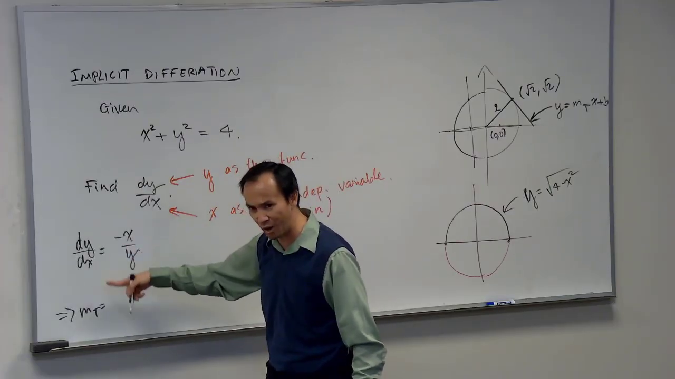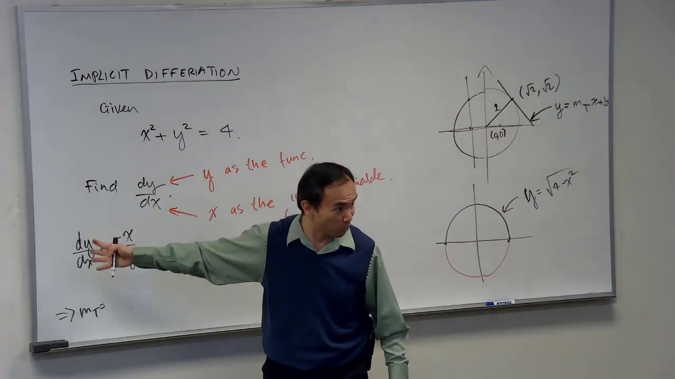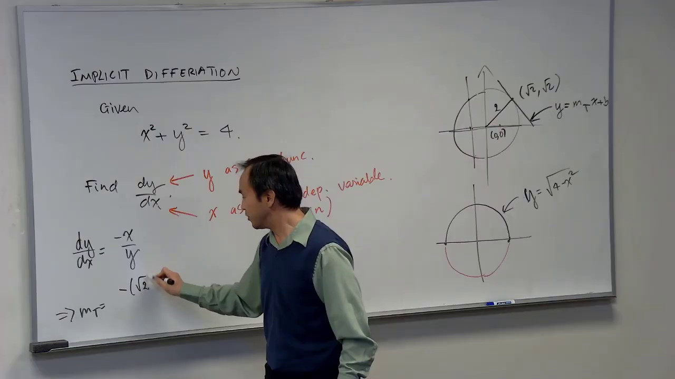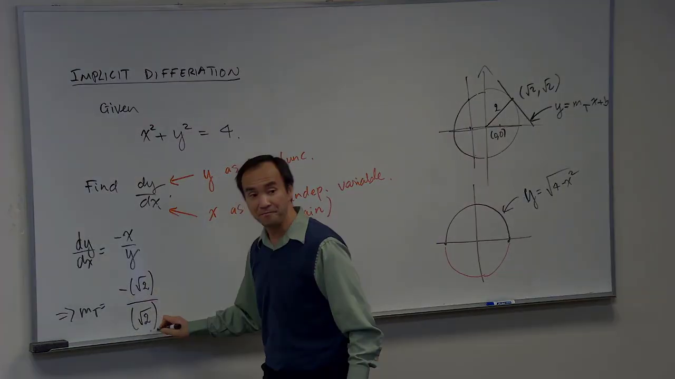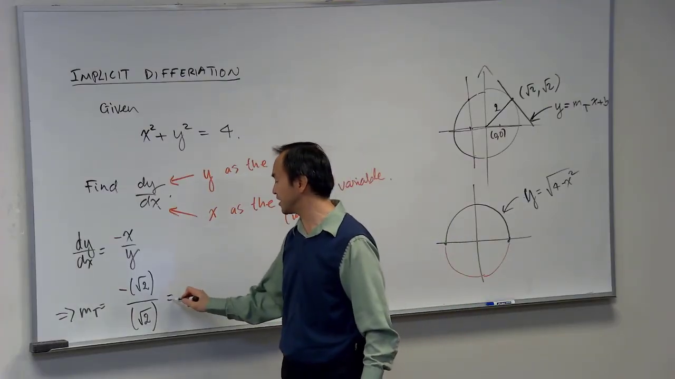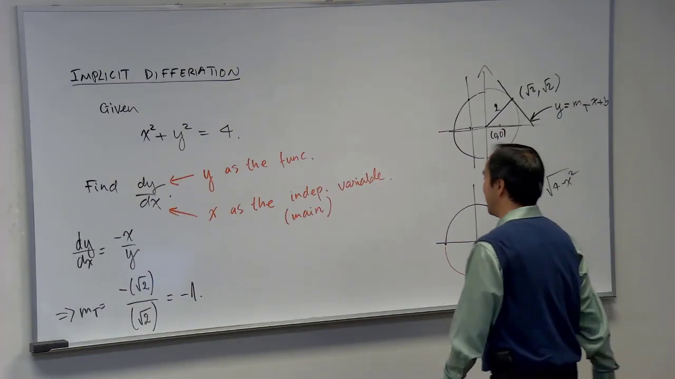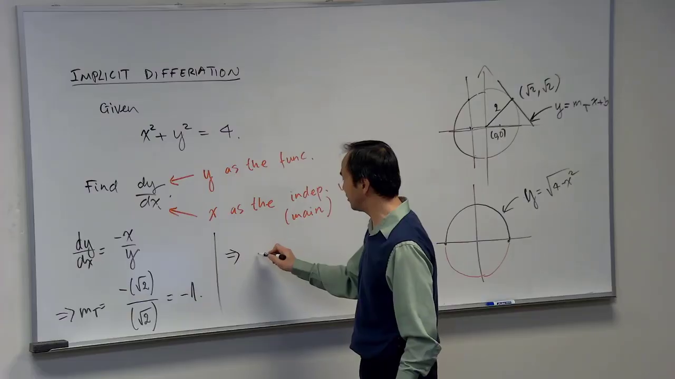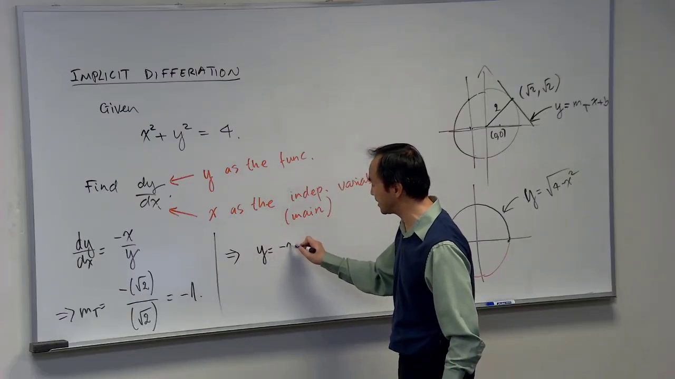So x for x and y for y. We're substituting that into our derivative that has a lot of y's involved as well. So minus square root 2 for x, over square root 2 for y. That's how we substitute it in. So the slope of the tangent line comes out being what? Negative 1. So we got the slope, so our tangent line at this point is halfway completed: y equals minus x plus b.